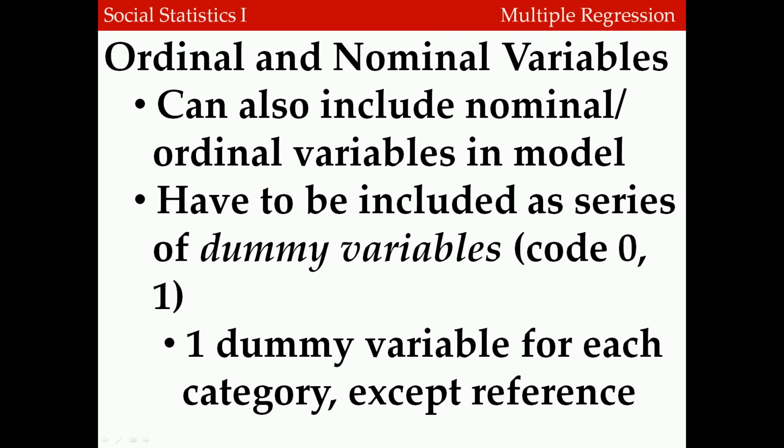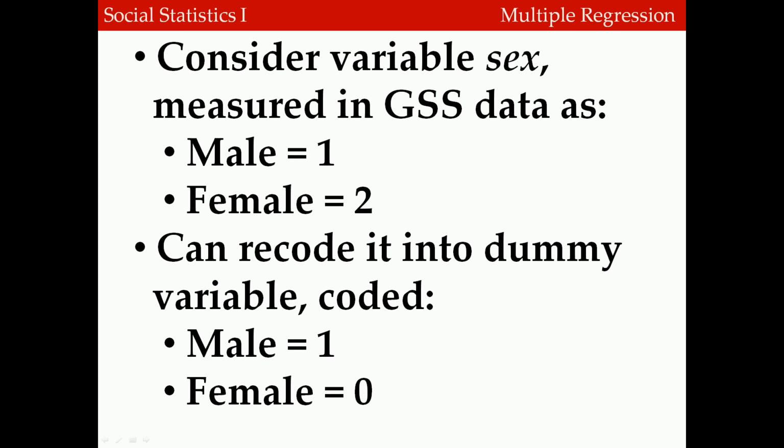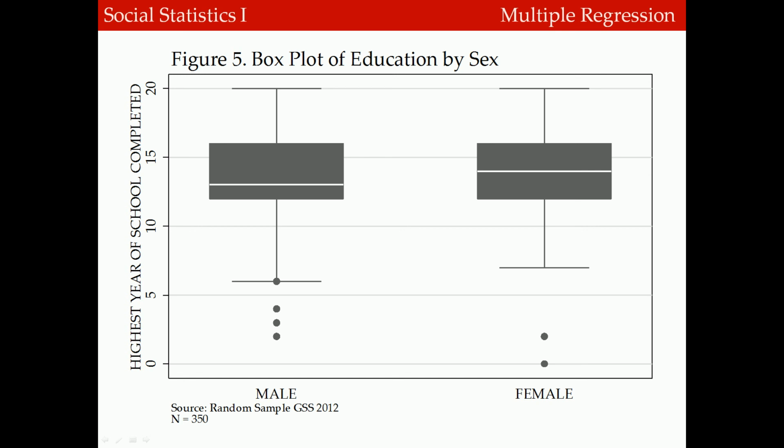Another thing that we can incorporate is ordinal and nominal variables. And we do that by turning them into a series of dummy variables, that is, variables that are coded 1 or 0. And we have a separate dummy variable for each category of the variable, except for one that's left out, which is a reference category. Consider a variable like sex, which in the GSS is measured as 1 for males and 2 for females. We can actually recode this as a dummy variable. Let's code males as 1 and females as 0. That would be called dummy coding. And so what we're left with is a variable that's equal to 1 for men and 0 for women.